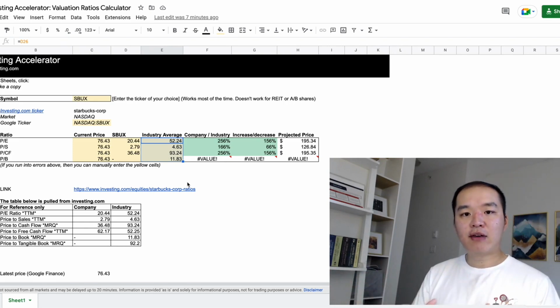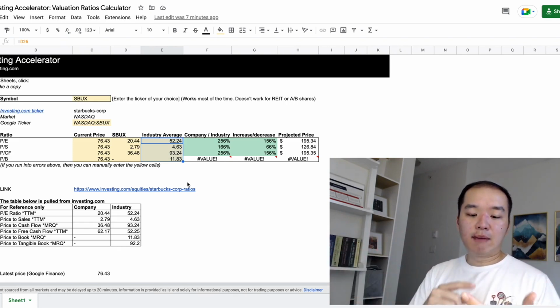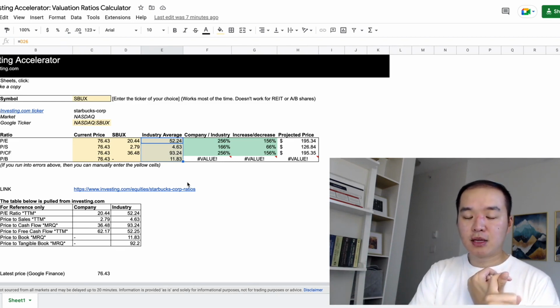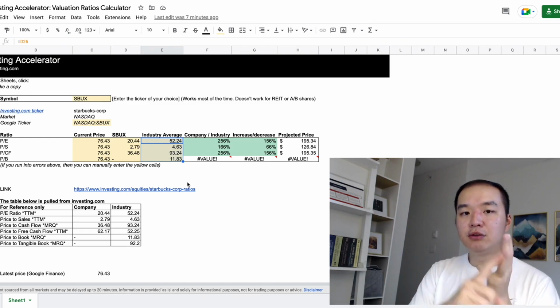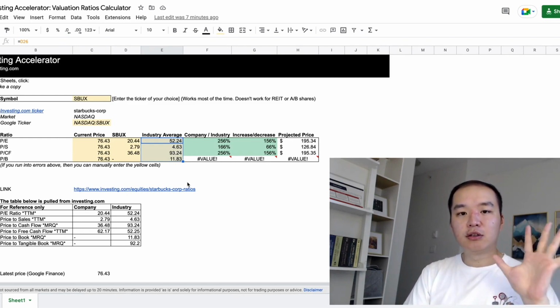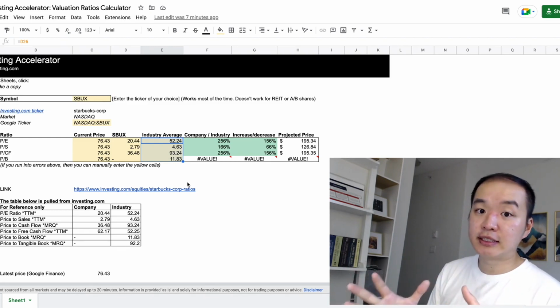So when you're looking at the valuation ratios calculator, it is only a very small part of the Investing Accelerator analysis. You need to combine that with technical analysis, fundamental analysis, valuation, which is what you see here, news, and other analysis as well. So then you can become 95% confident when you're investing in the market. So that's what this series is about.